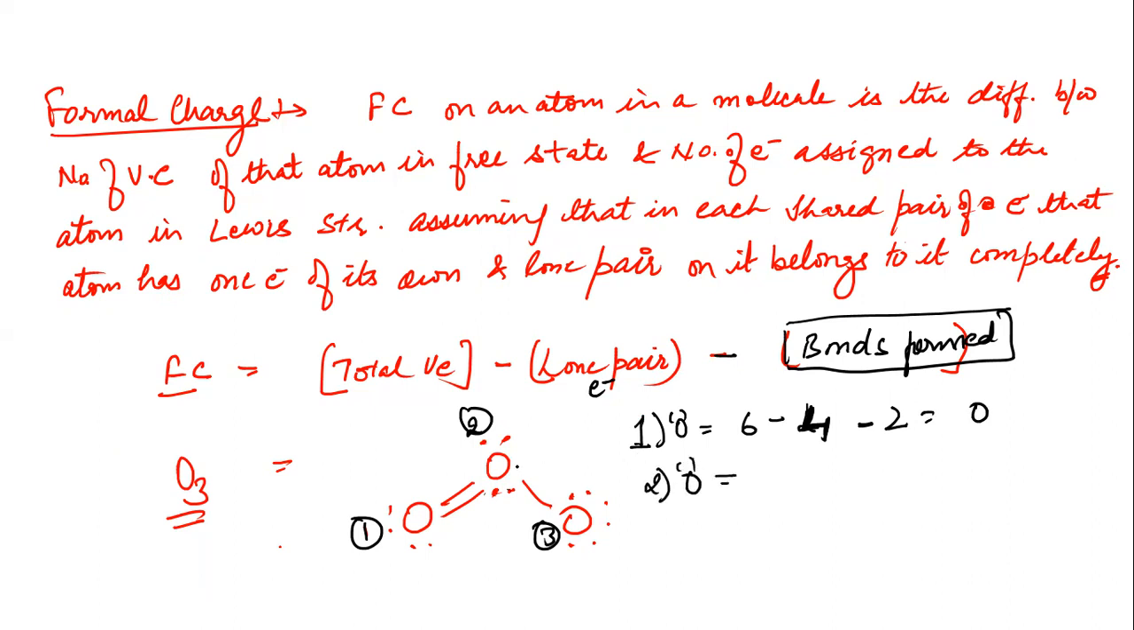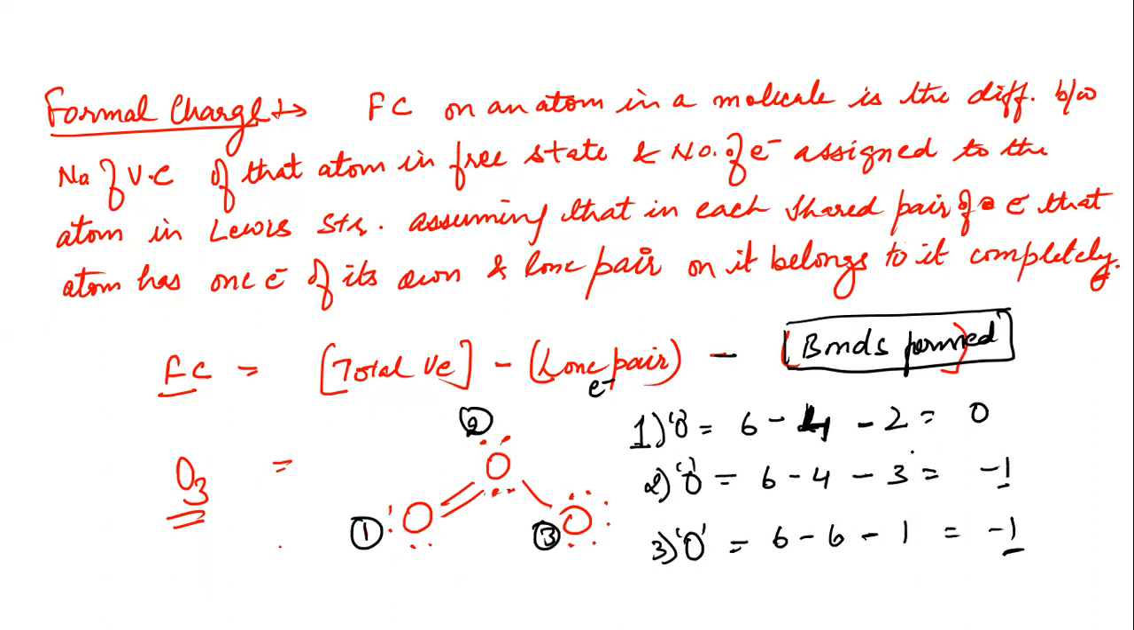What about the second one? 6 minus lone pair electrons is 4, minus 1, 2, 3. Minus 1 comes. For the third oxygen, 6 minus 6, 1, 2, 3, 4, 5, 6 lone pair electrons, then minus 1. Minus 1 again. Clear? So 0.